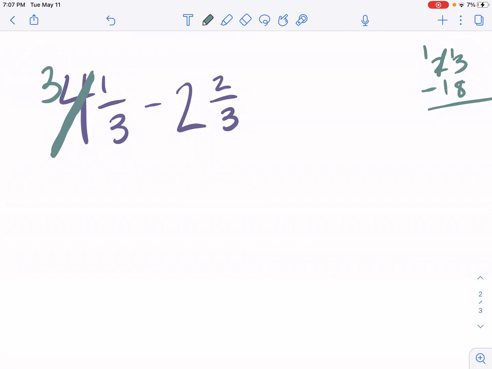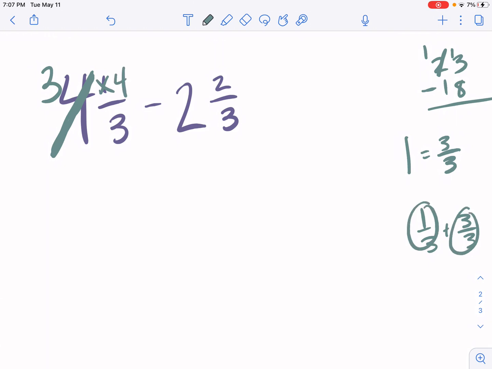Now that means I can add that 1 whole to my 1/3. So think about what 1 whole would be as a third. It would actually be 3/3. 1 whole is 3/3. So I can add that 3/3 over here. Now, 1/3 is what I already have, plus 3/3. I'm going to add that, so my 1 becomes a 4, because I had 1/3 and 3/3. If I add those together, it becomes 4/3. So now I have 3 and 4/3. I just did some magic.